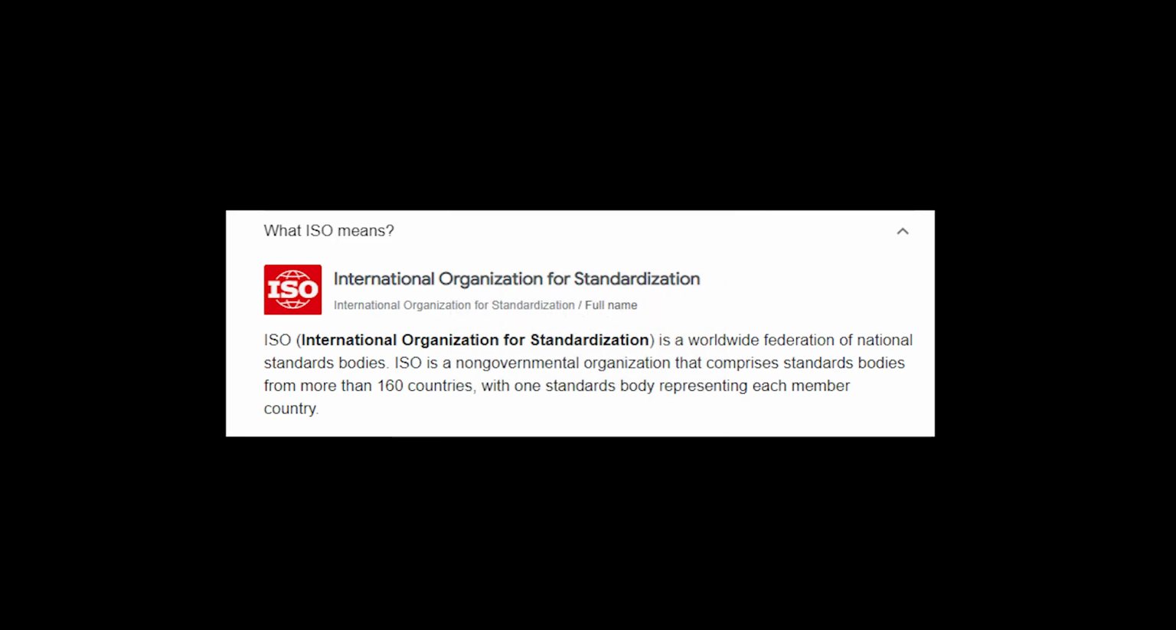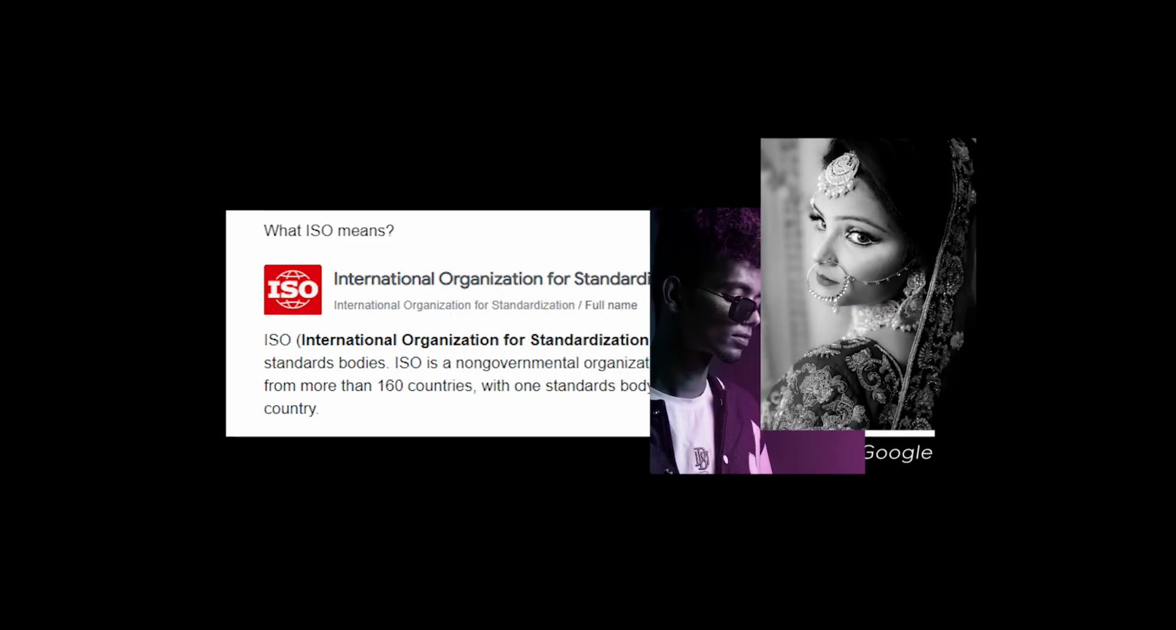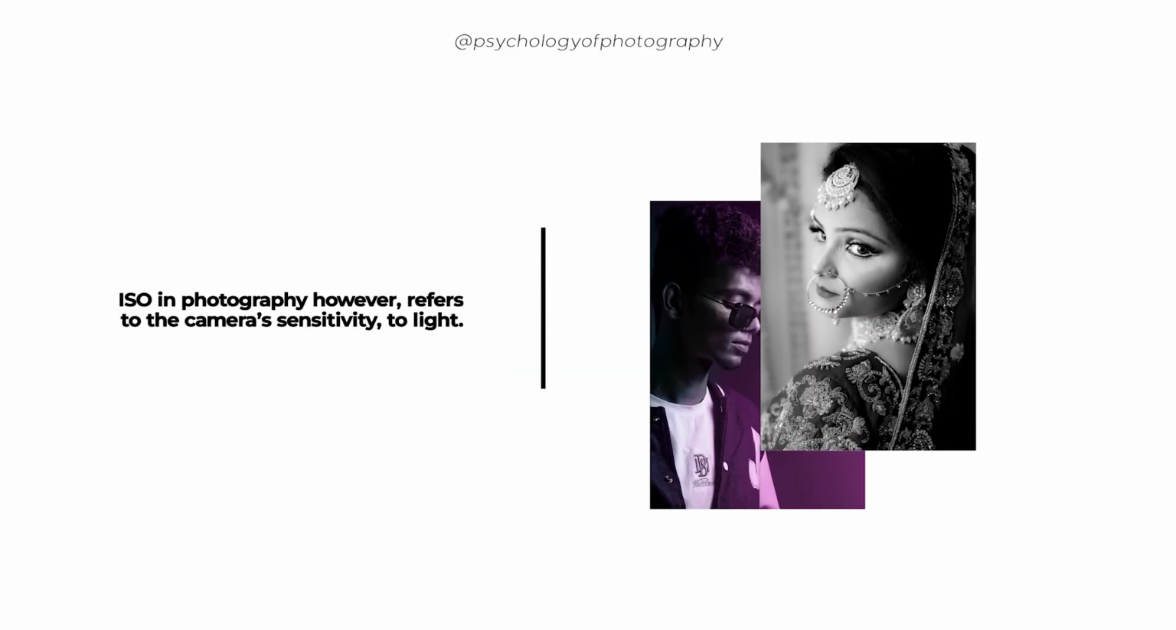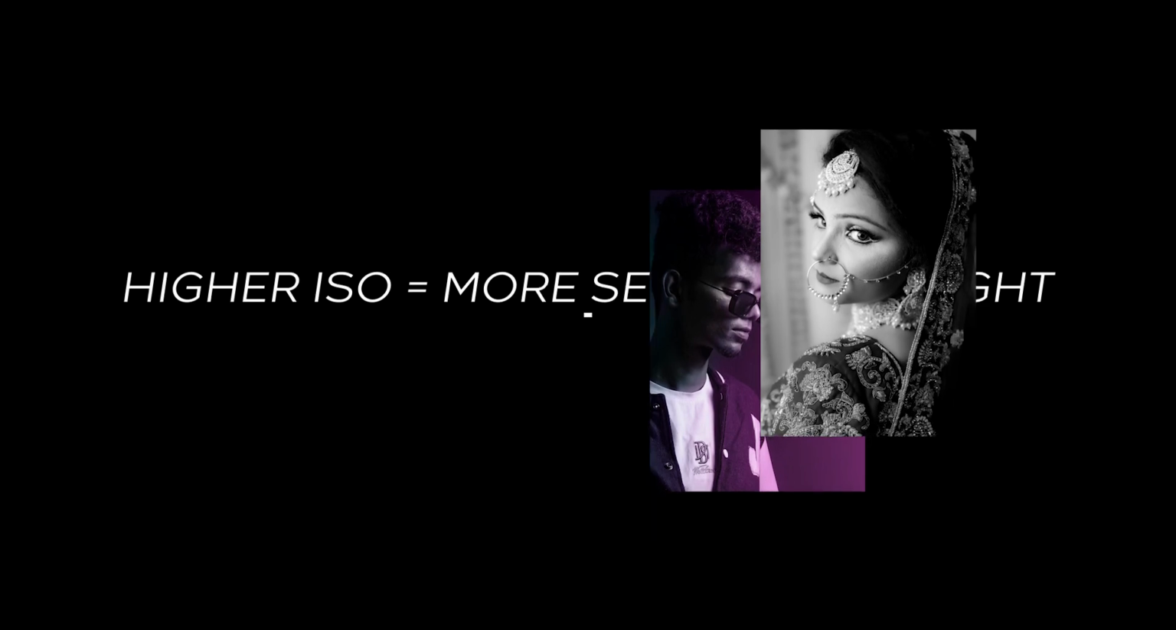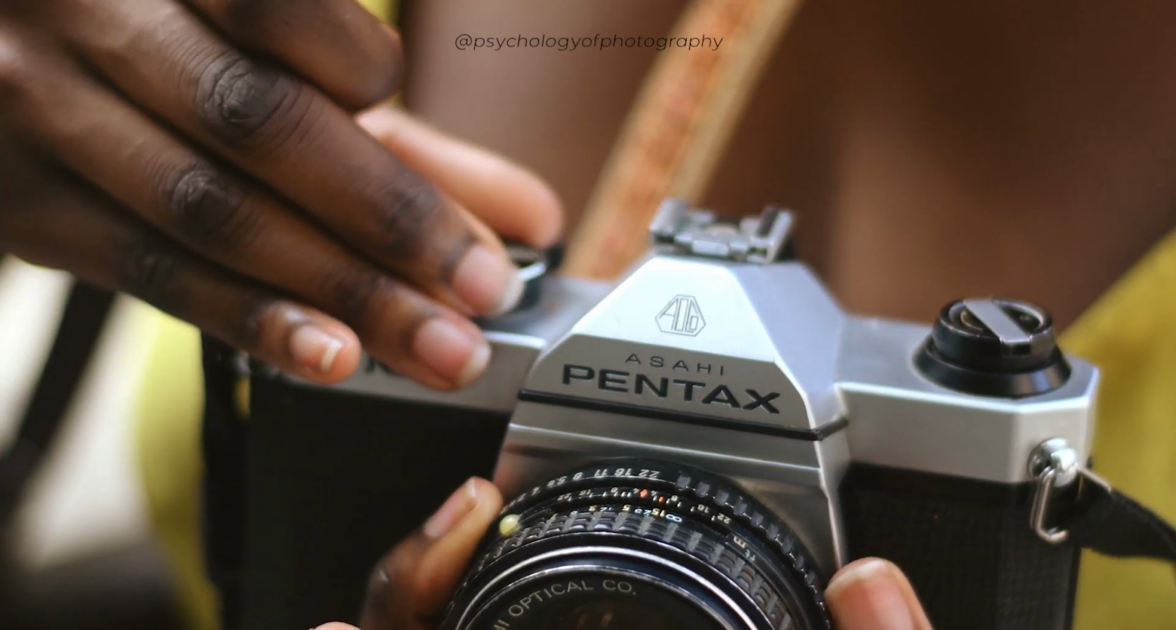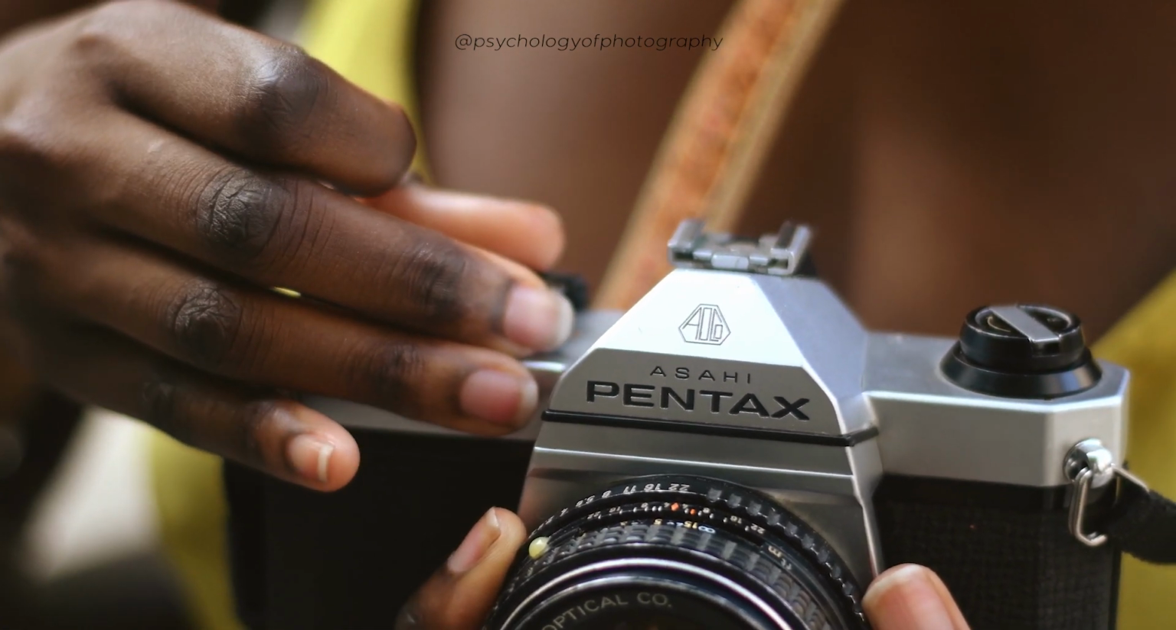ISO stands for International Standards Organization, and it refers to the camera's sensitivity to light. The higher the ISO value, the more sensitive the camera is to light, and the brighter the image will be. The lower the ISO value, the less sensitive the camera is to light, and the darker the image will be. When you are adjusting the ISO, you are essentially adjusting the camera's sensitivity to light.